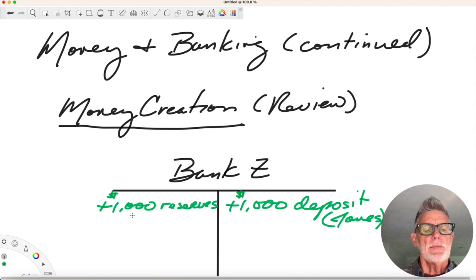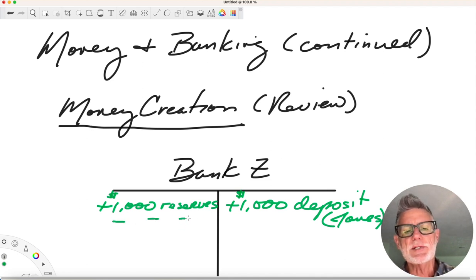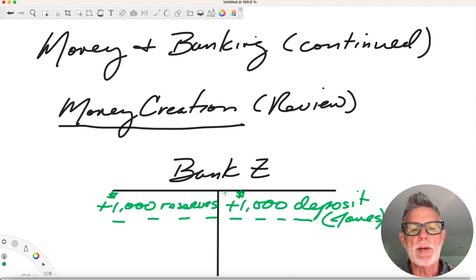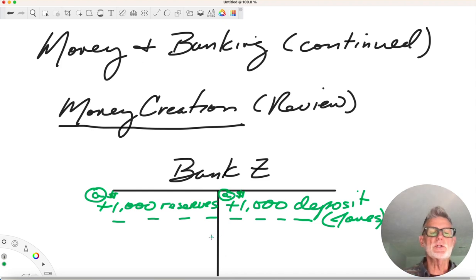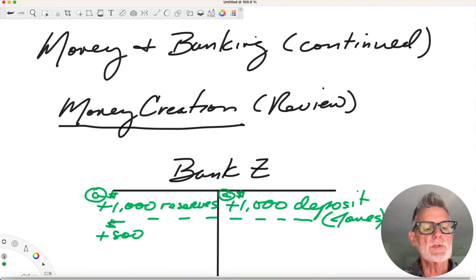And the point here is the deposit creates reserves. So this is both a liability and an asset. This is transaction A, if you remember. The deposit is made. Then, of course, Bank Z is going to try to move those reserves. How? By loaning out some of those reserves. So Bank Z makes a loan. If you remember, that loan was made to Smith.